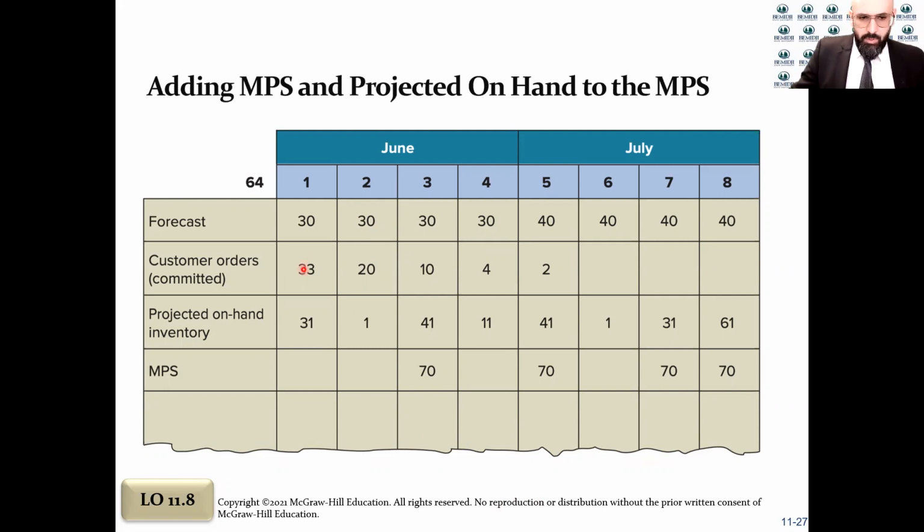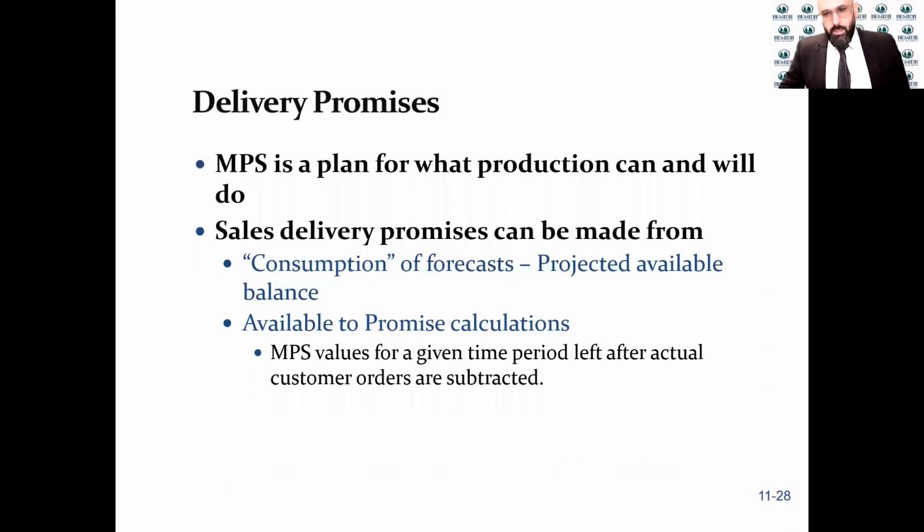Exactly, this is what happened in period 1. We expected to sell 30, but we have actually 33, so we have to go with a 33 to satisfy the customer. There's something called available to promise, or delivery promises. When we create the MPS plan, it will help you to find out how many units you will have. So sometimes when you have extra units, you could commit that to the customer.